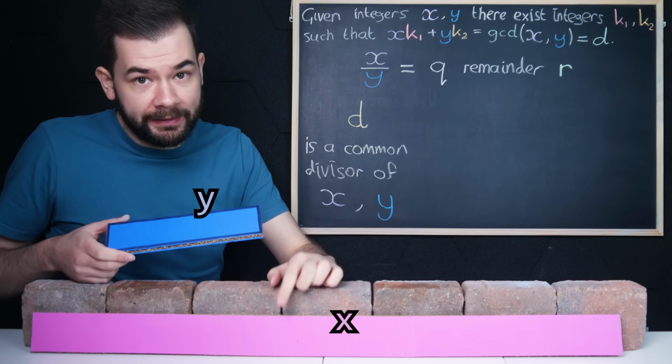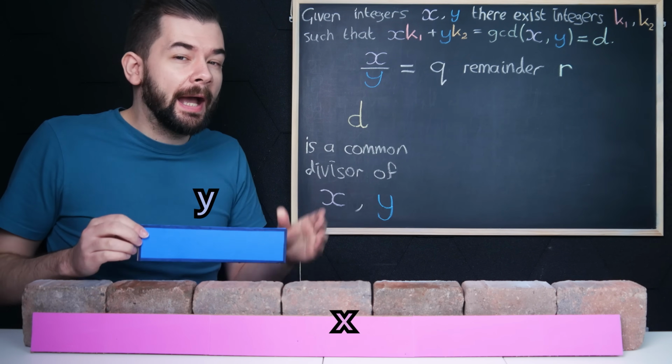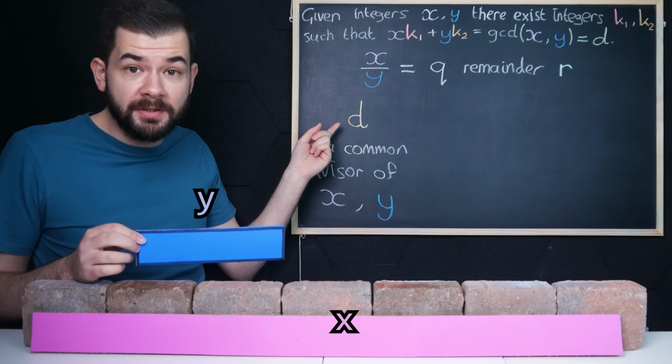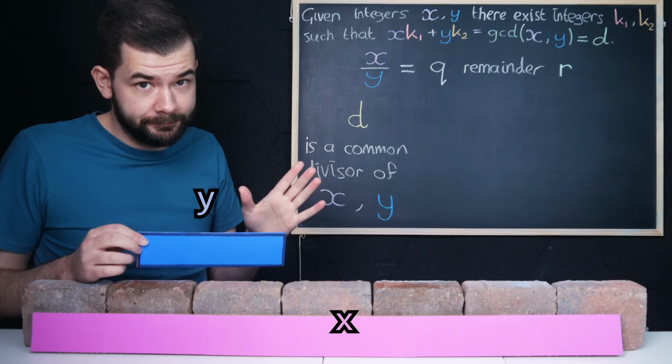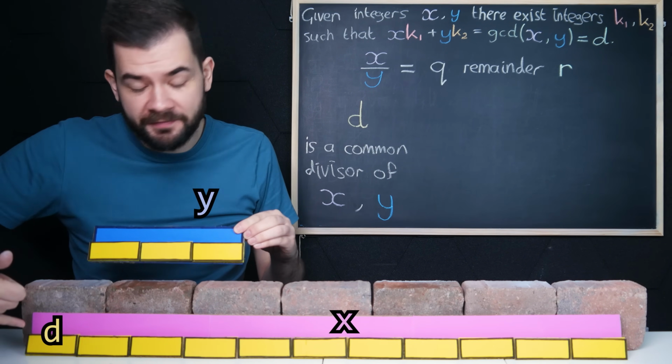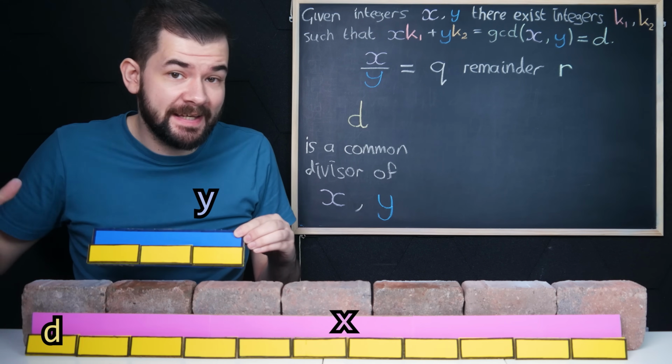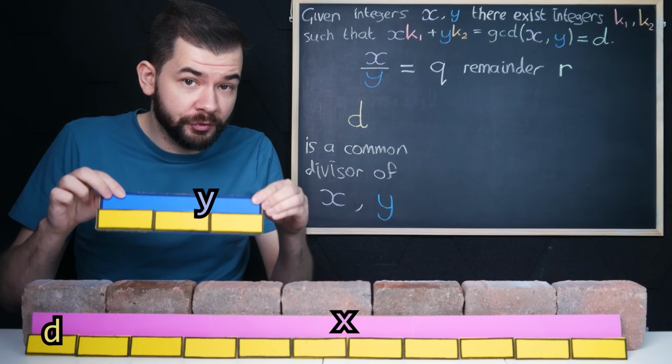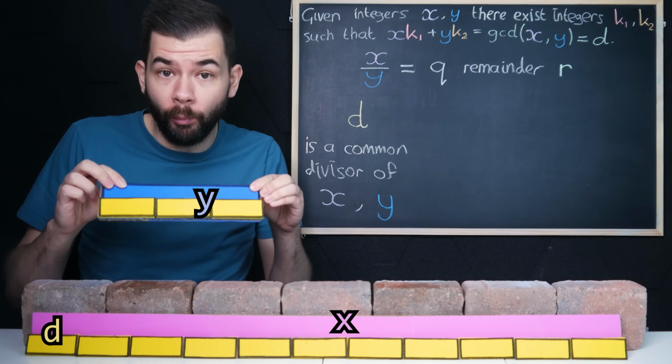So consider our numbers x and y. X is this purple one here, y is this blue one, and imagine that they have some common divisor d. Well, what does it mean for d to be a divisor? It means that multiple copies of d fit inside x, and that multiple copies of d fit inside y.